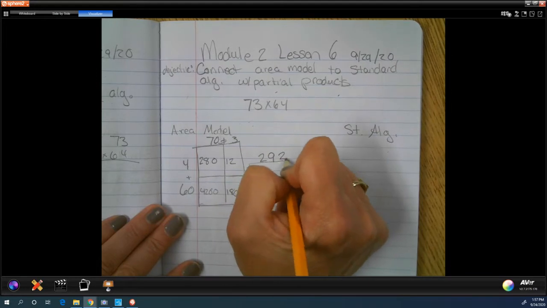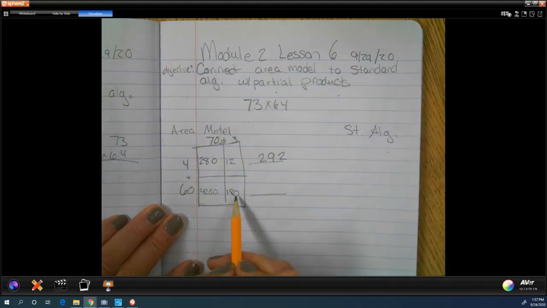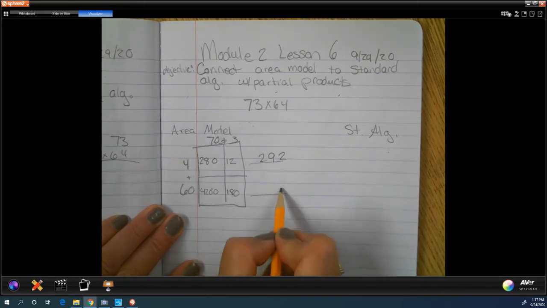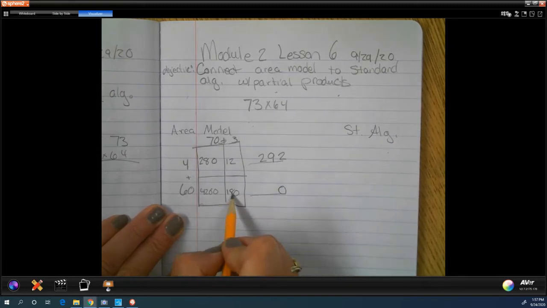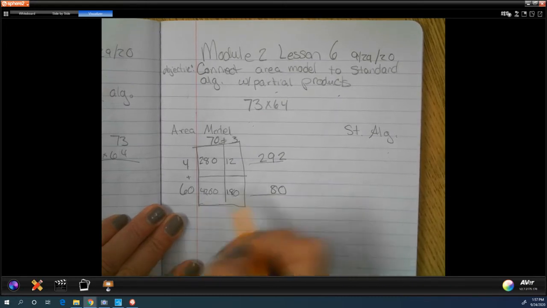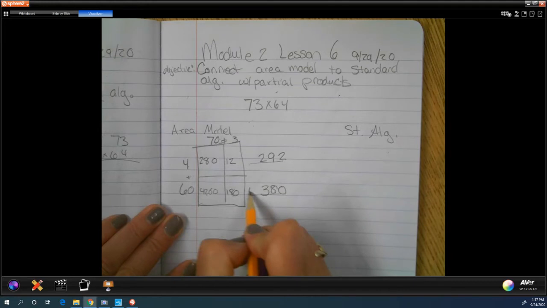That's 292. This one's a little harder to do in my head, but I'm going to go place value by place value starting from the back. So ones, I have 0, 0. Tens, I have 8 and 0. Hundreds, I have 1 and 2. That gives me 3. And then I have 4,000.